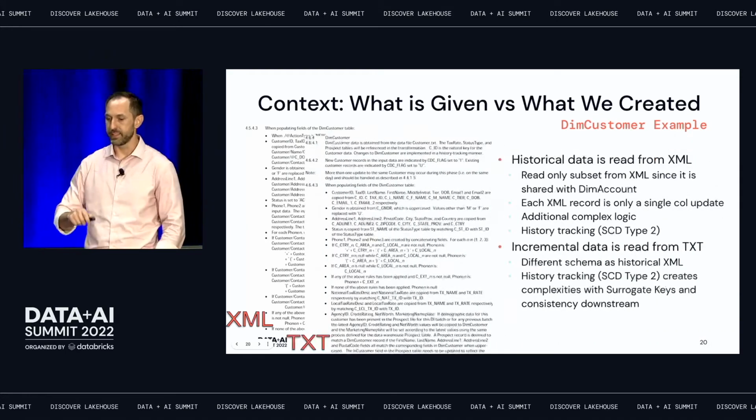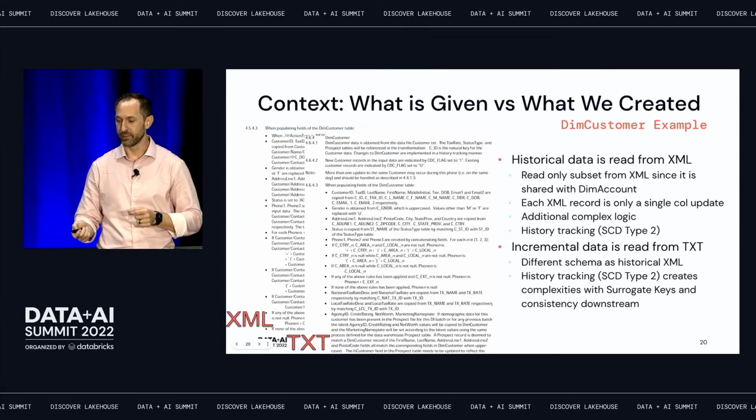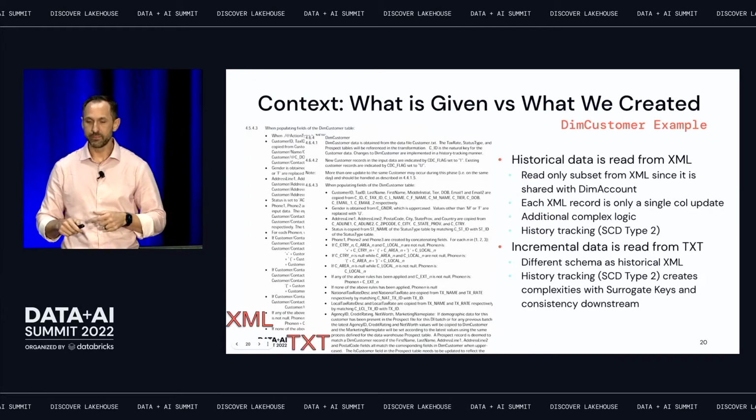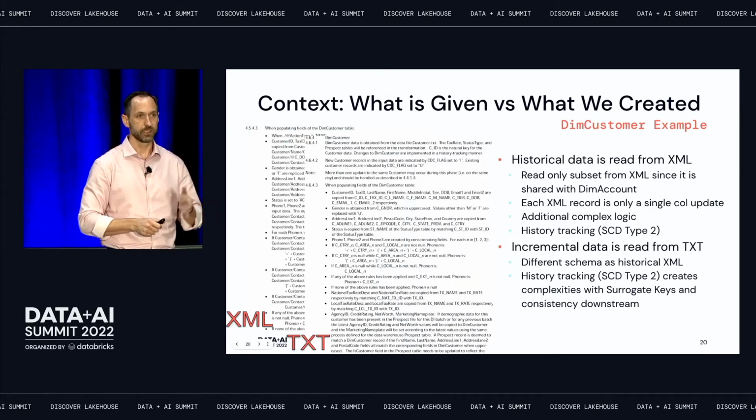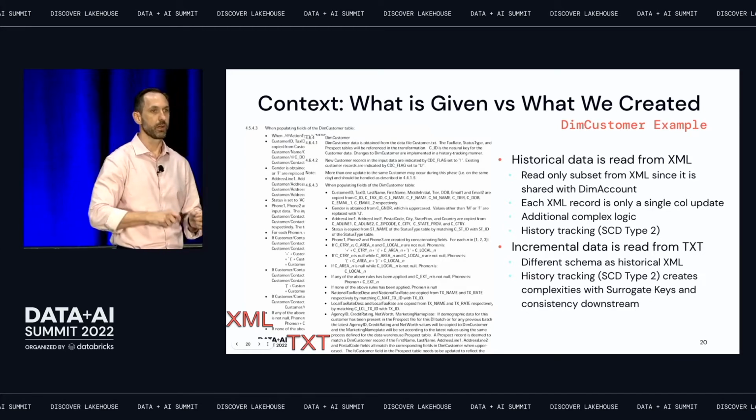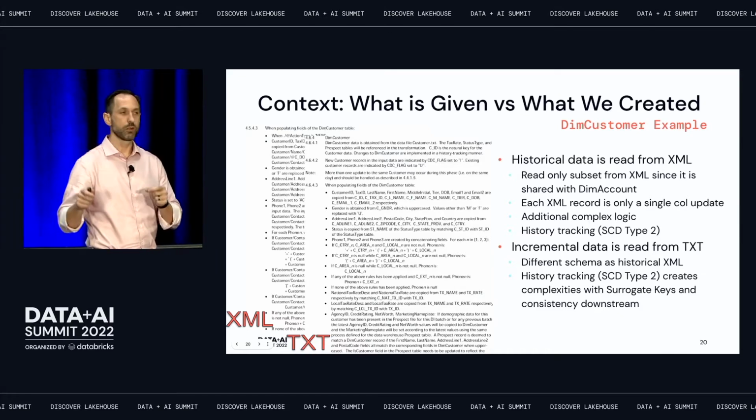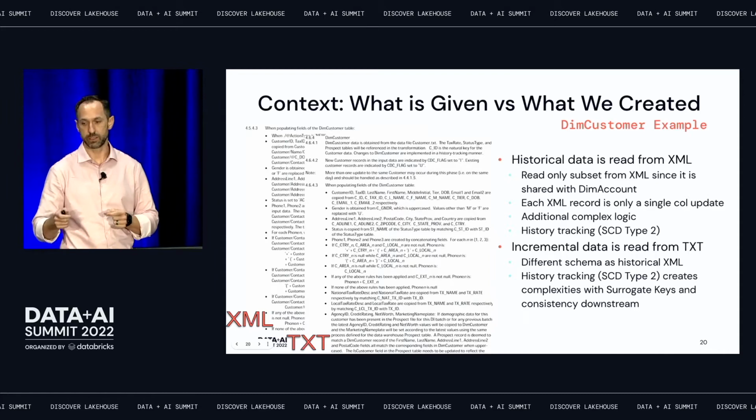The problem is that the incremental data is read from a TXT file with a completely different schema. So the different schema will come in, you have to read it, then you have to put that data in each of the additional incremental batches. There are complexities with surrogate keys that you also have to handle downstream so that you make sure that all the other tables that reference that record from the DIM customer table have the correct customer surrogate key now.